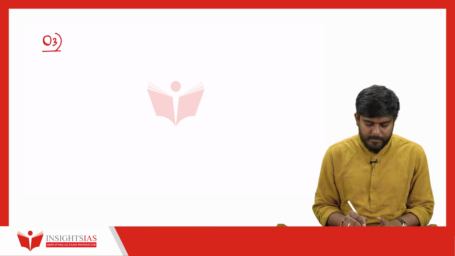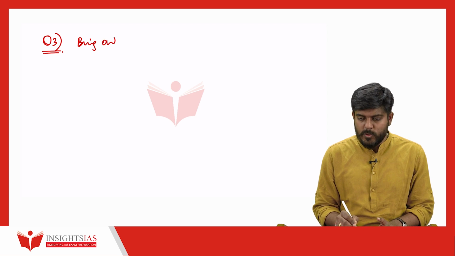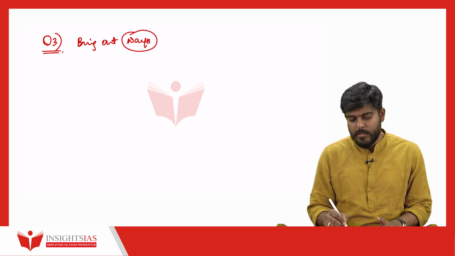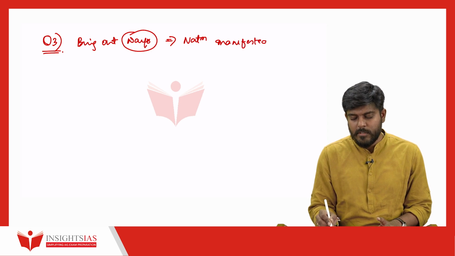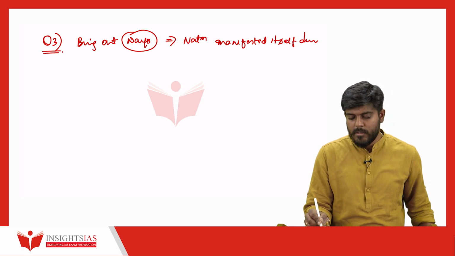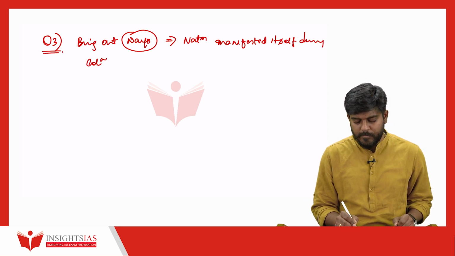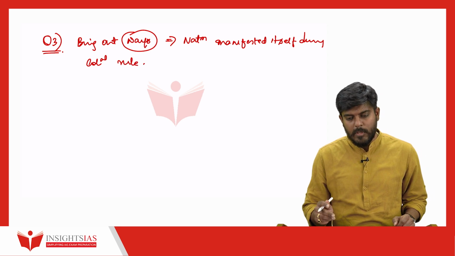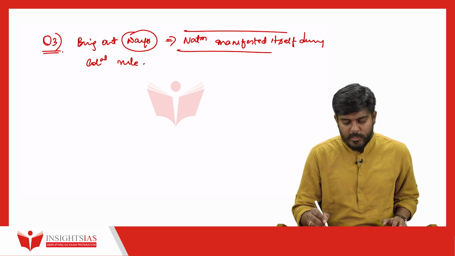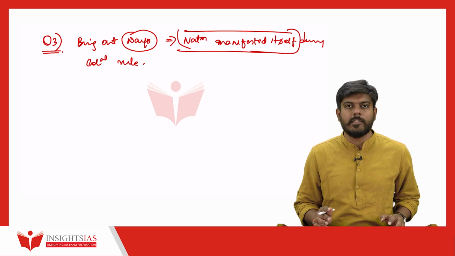Question number 3. Bring out various ways in which nationalism manifested itself during the colonial rule. Right? So, in this question, they are asking you the various ways in which nationalism got expressed.